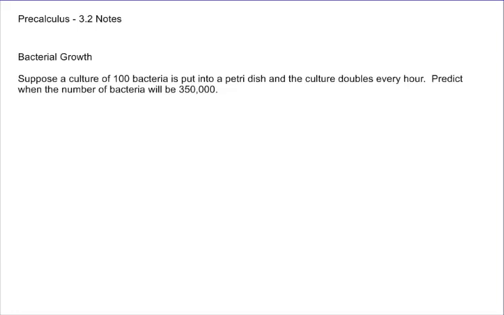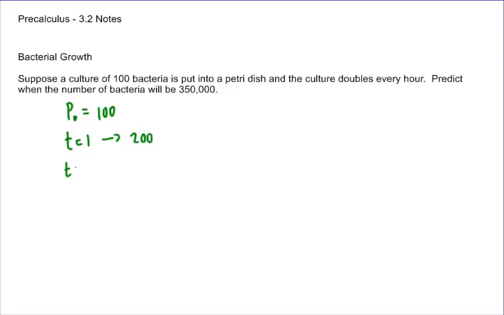Okay, so now we've got bacteria, and bacteria does follow exponential growth. So suppose we have a culture of 100 bacteria put into a petri dish, and the culture doubles every hour. Predict when the number of bacteria will be 350,000. So think about this for just 1 second. My initial amount, that P0 part, is 100. And then after 1 hour, it doubles. So when T is equal to 1, then I've got 200 bacteria.